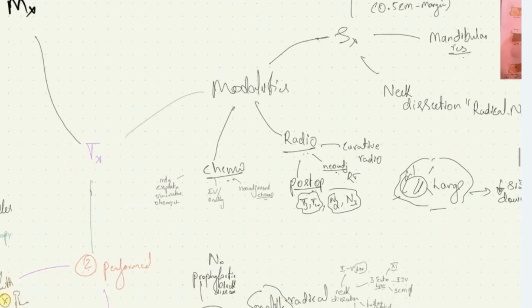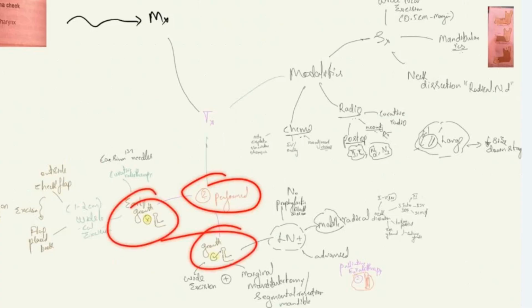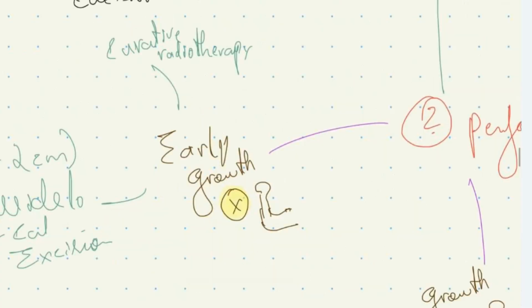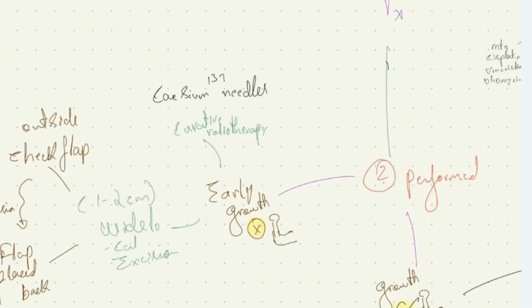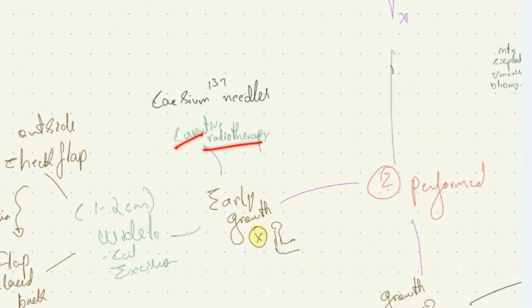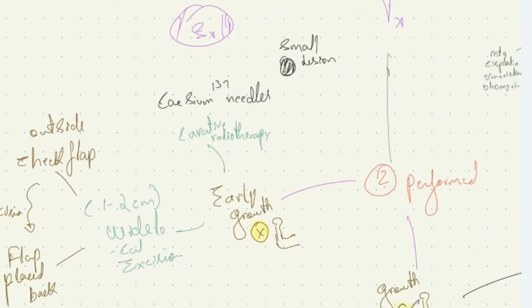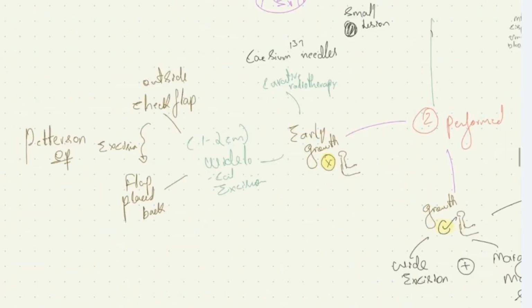Now, what are the surgeries performed in particular states of patients? If the growth is early, without the involvement of mandible, we can just give curative radiotherapy to the patients, where we use cesium-137 needles, and we cause destruction of the small lesion. This prevents the surgical procedure and associated complications. Or else, we can perform wide local excision with 1 to 2 centimeter margin using Patterson's operation.